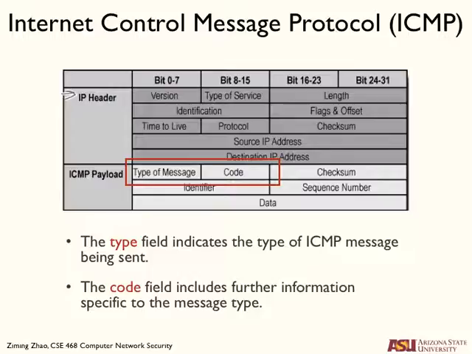So this is what an ICMP header looks like. First, we have this IP header here. We use all the IP headers. The ICMP payload is very simple, just several fields. First, the type of message, which indicates the type. Then the code field indicates further information specific to that type. And the checksum, identifier, sequence number, and sometimes a payload, a very small payload.